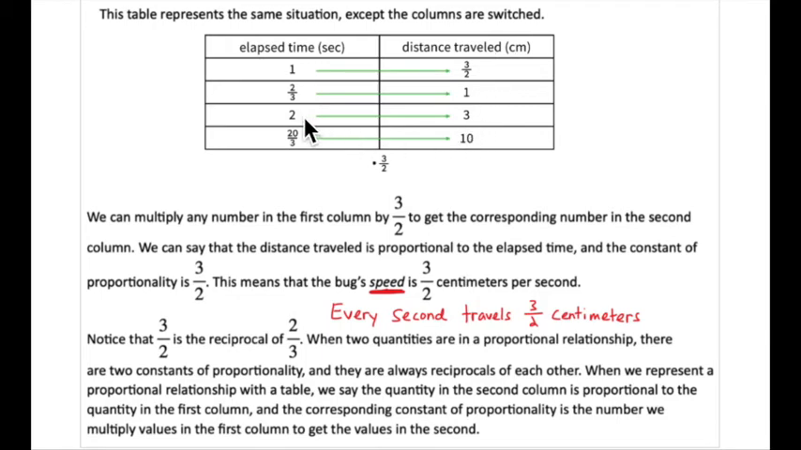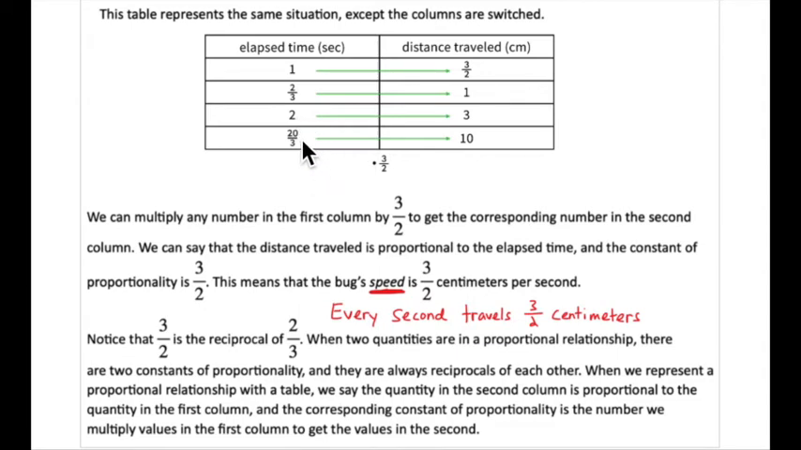Well, what about 2 seconds? How far does that bug go in 2 seconds? 3/2 of 2 is going to equal 3 centimeters. So the number of centimeters is 3/2 times the number of seconds. So the unit of centimeters is larger than the unit of seconds in this problem.